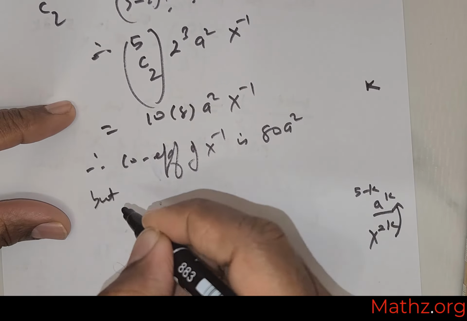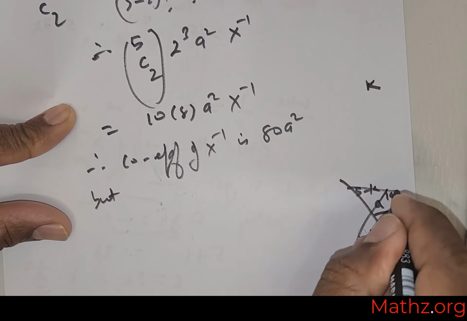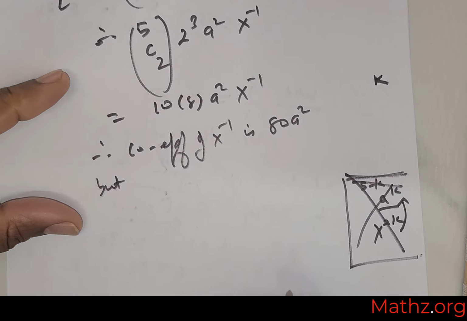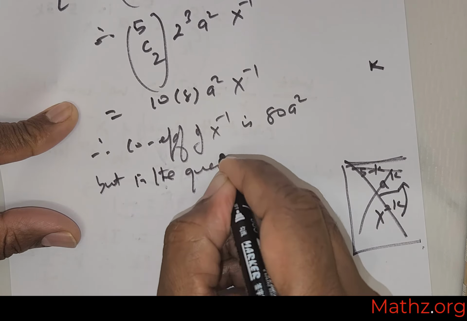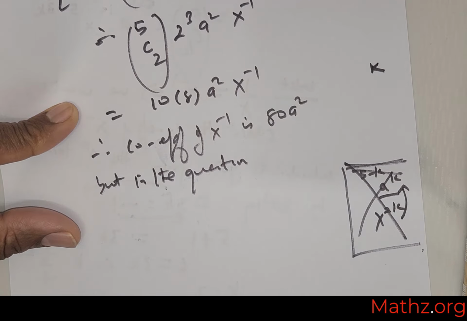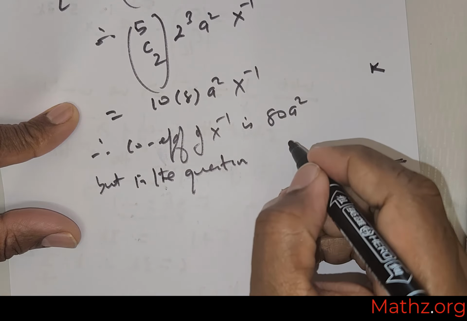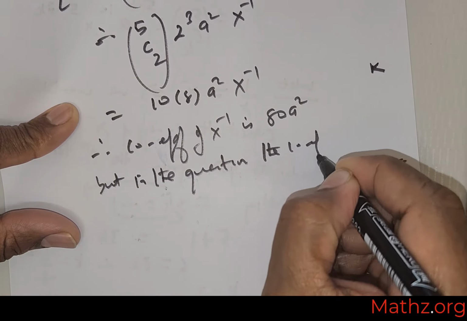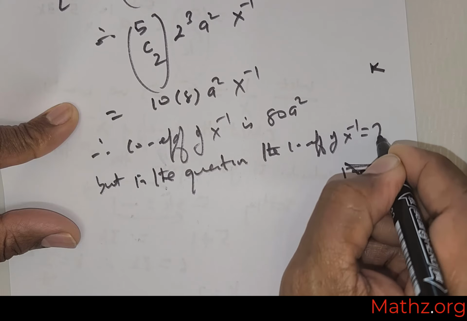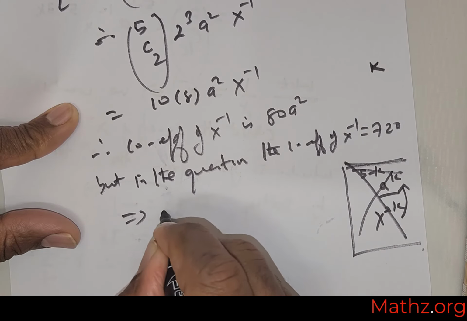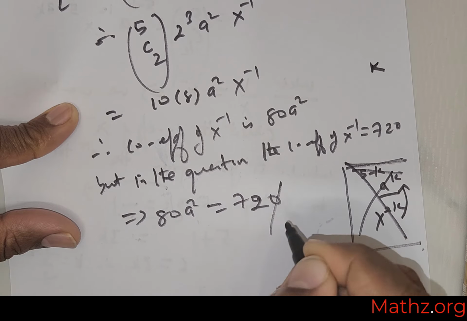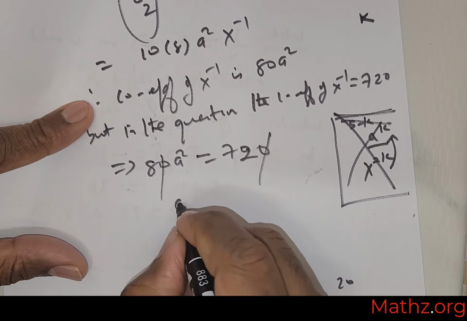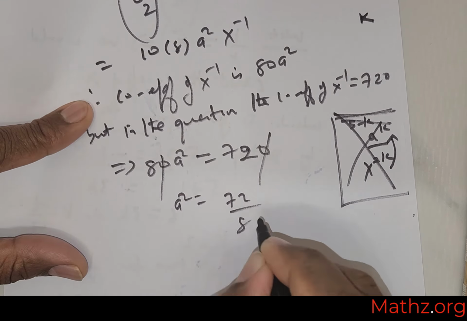But in the question, okay, this is working, it has spilled over. But in the question, what do we have? The coefficient of x to the power of negative 1 is 720. So this means 80 a squared is equal to 720. Cancel the 0, cancel the 0. So a squared is equal to 720 divided by 8.